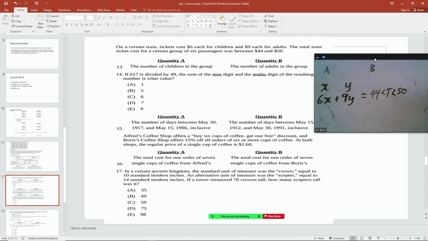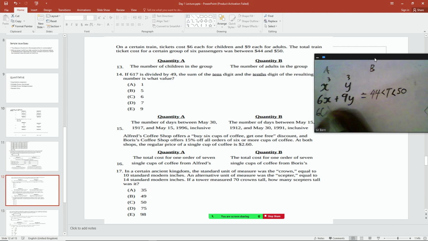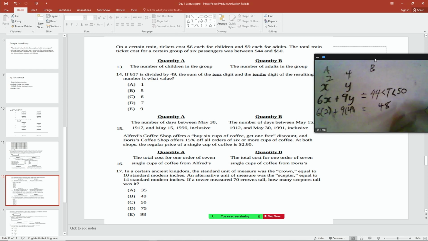So we can test with numbers. Let's make them equal: 3 children, 3 adults. So 6 times 3 plus 9 times 3 will give us 18 plus 27, that will give us 45. And you see, we are within the range. So it's possible for the number of children to be equal to the number of adults. So that would work. Then 2 children, 4 adults: 12 plus 36, 48. It's within the range. So it's possible for us to get 2 children, 4 adults.